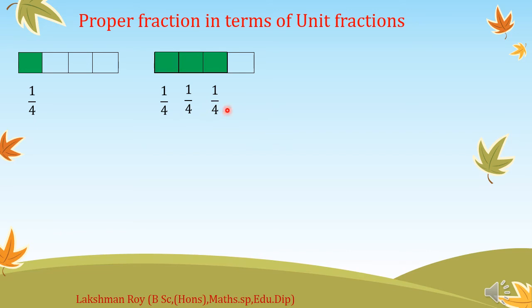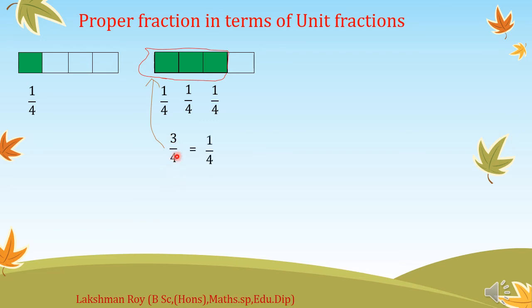Now see, how many parts have I colored now? 3 parts, right? Now I want to write this colored part, that means 3 parts, as a fraction of this whole figure. Understand? So how to write that one? You can write: divided into 4 parts, colored 3 parts. Now I want to write these colored parts using unit fractions, right?